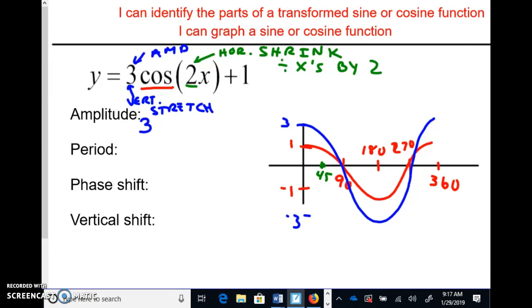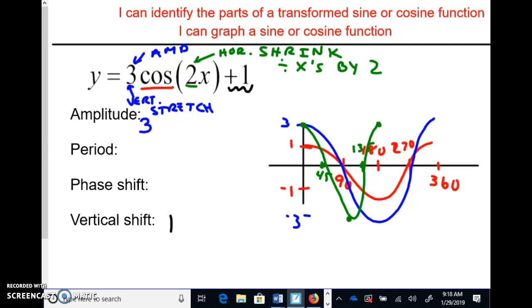Undo that point that I just put there. It should be down here. Divide 270 by 2, which is 135. And divide 360 by 2, which is 180. And divide 0 by 2, which I didn't do at the beginning, stays at 0. So in green is the horizontal shrink. And then in black is the vertical shift of 1.